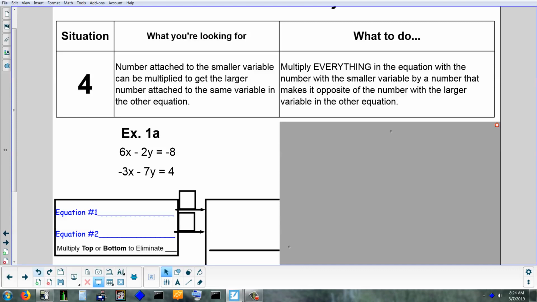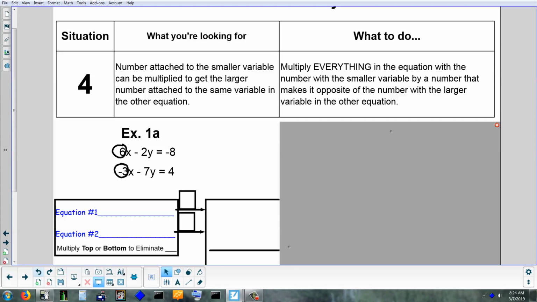Okay, so the what to do under step 4 is you're going to look at the equation with the smaller number. Look at the equation with the smaller number and ask yourself, what can I multiply that number by to make it that number? That's what you want to do. What can I multiply, in this case, -3 by to make it a -6? You don't have to answer it yet, because remember, we want opposites.